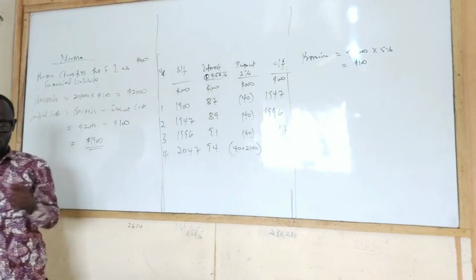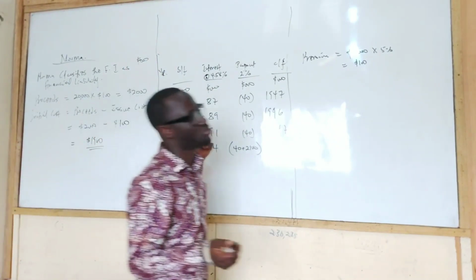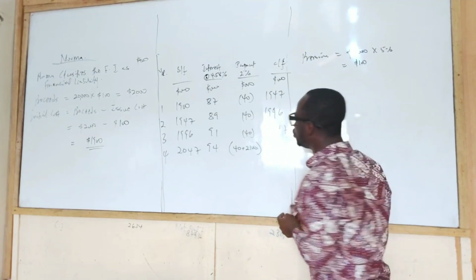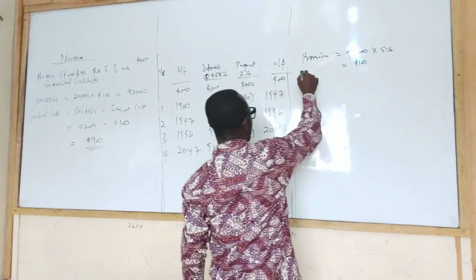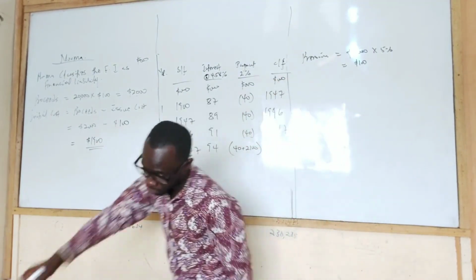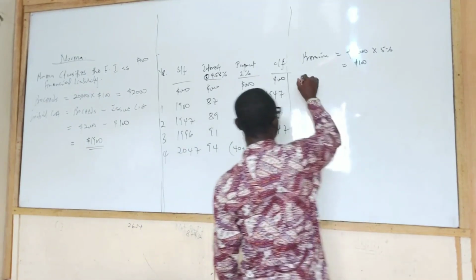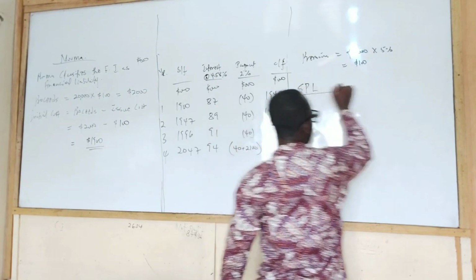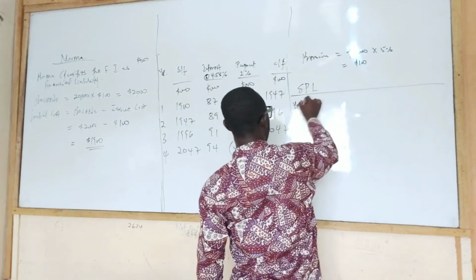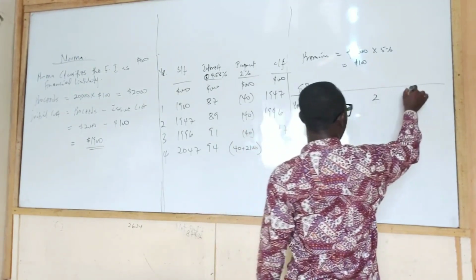Are we done? No, because this is not what the examiner said we should do. What did they say we should do? The financial statement. So what did they say you should prepare? Statement of what? Profit or loss. So statement of profit or loss for the 4 years. So year 1, year 2, year 3, year 4.